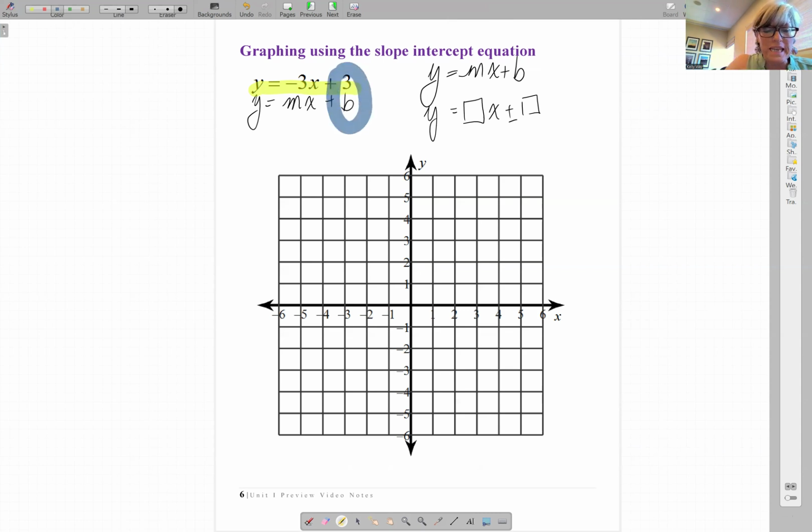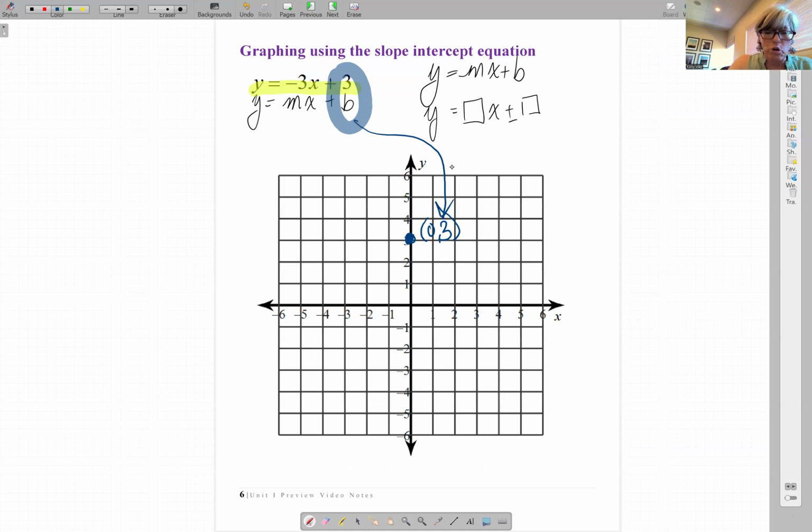So here our b is 3. Our b is our y-intercept. So you start on the y-axis. You always start graphing using y equals mx plus b on the y-axis. So that's going to be 3. You're going to plot the intercept, and it's going to read 0, 3. I want you to label your b, please. So b is right there.